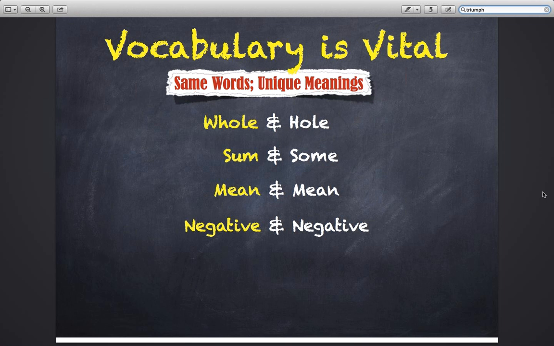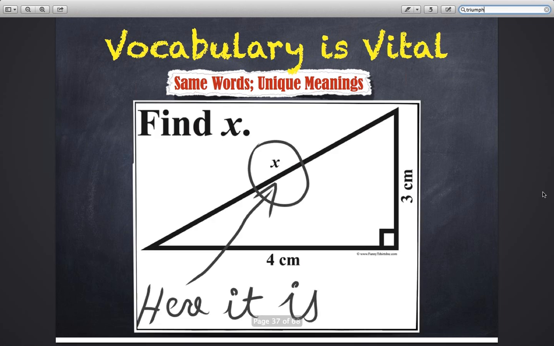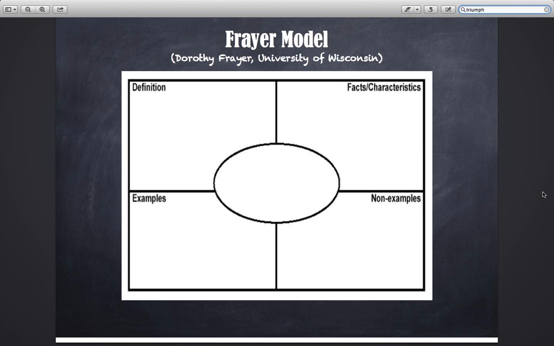So in math, vocabulary is so vital because they're the same words, but they often have these unique meanings that the students need to learn in order to go forward with understanding the vocabulary and the math. So again, vocabulary, so very vital. Of course, there was the student who was told to name the quadrilateral, so of course he did. He named the one quadrilateral Bob, another Sam, another Tennyson, Kate, and Harry. Name the quadrilateral. And of course, there was a student who was told to find X, so he or she, of course, did, and just said, hey, here it is. Vocabulary is vital in math, and that's why that's the second key strategy to get students writing in math.